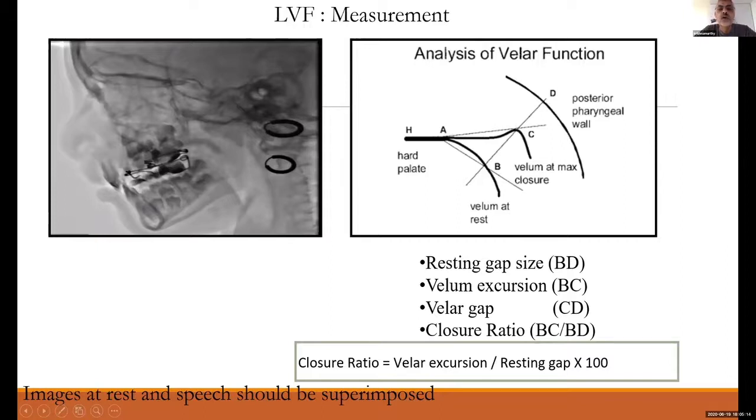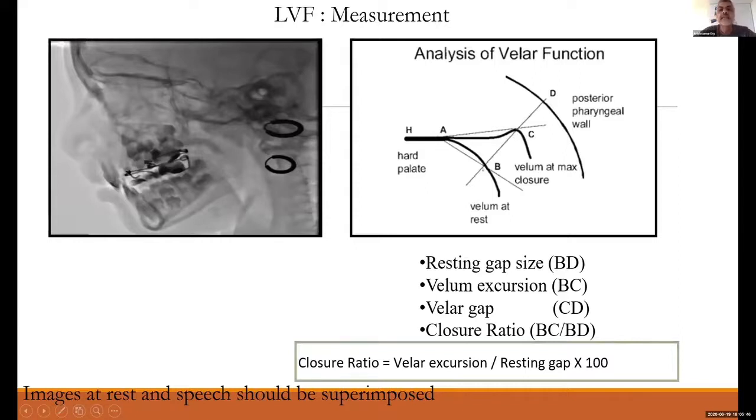So you draw the tangents from A to C like so, and then where the tangent meets the hard palate, you draw A to B, and then you draw the line passing through the knee into the posterior pharyngeal wall. This is what you do for every case using the two screenshots that you have. So BD is the resting gap. That is the distance between the soft palate and the posterior pharyngeal wall at rest. And BC is the velum excursion, how much it has moved.